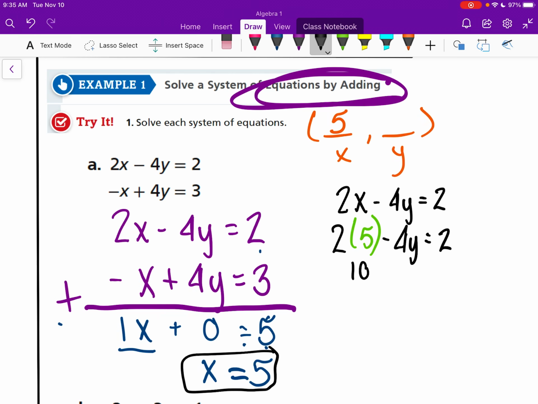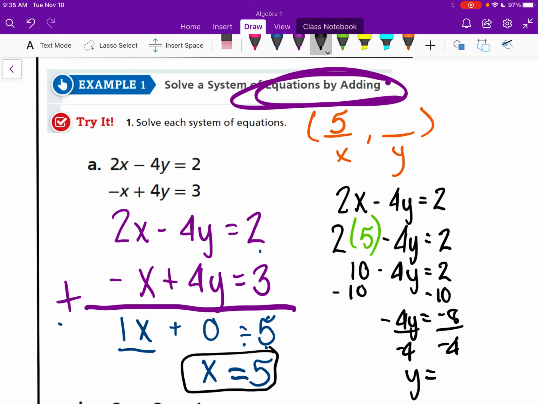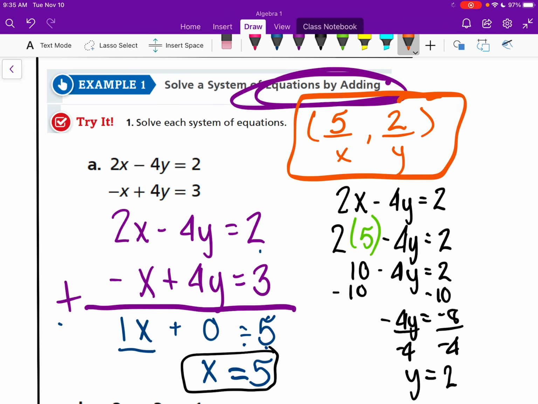2 times 5 is 10, minus 4y equals 2. We can subtract that 10. You end up with negative 4y equals negative 8. If we divide by negative 4, we end up with y equals a positive 2. And that is our y value of our intersection point. You, of course, can use Desmos to graph both of these equations and check that answer. But elimination could be a quick way when you see that you have a positive and negative of the same variable. Let's do another example.